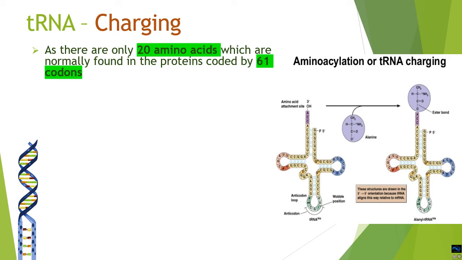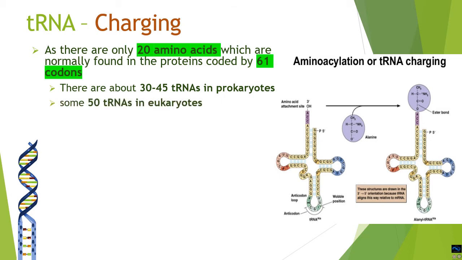Particularly, we know that only 20 different amino acids are present universally in nature, and there are around 61 codons which need to be decoded for these 20 amino acids. In prokaryotes, there are 30 to 45 different tRNAs for doing this function of decoding the codons, while in eukaryotes, because of the complexity and increased efficiency, 50 tRNAs exist for decoding purposes.